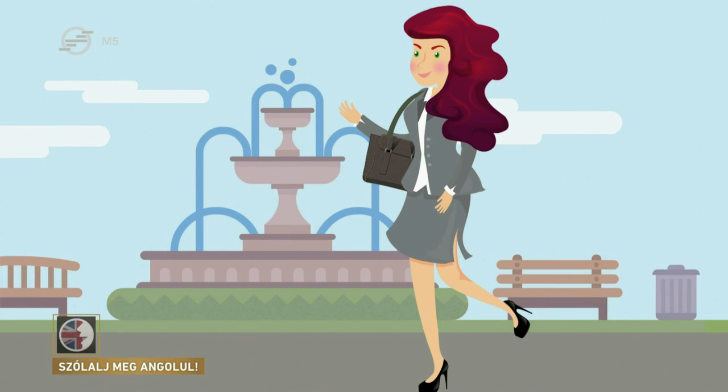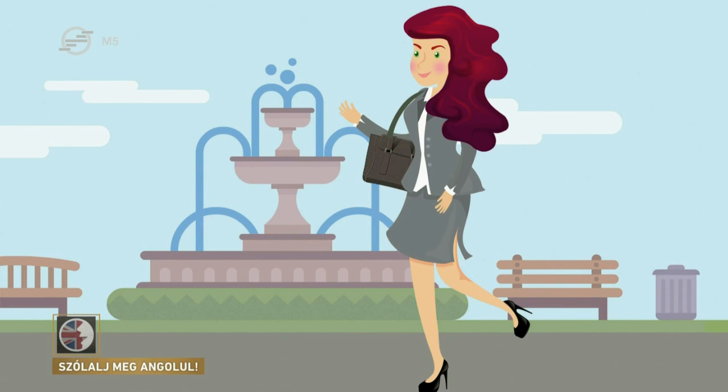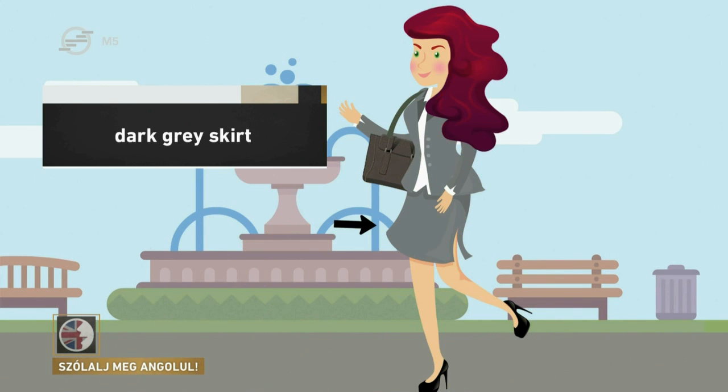Okay, well, there's Loretta. This is the first time we've seen Loretta. Okay, quick, what does she look like? Well, she's tall, she's young, she's got long red hair and green eyes. She's not wearing glasses. Okay, good. Now, what about her clothes? What's she wearing? Well, she's wearing high-heeled shoes and she's wearing a dark grey skirt with a matching jacket. Okay. And what's she wearing under her jacket? She's wearing a white blouse under her jacket.